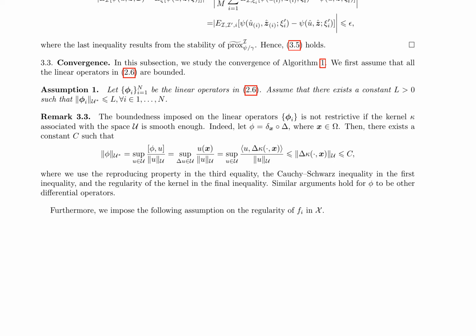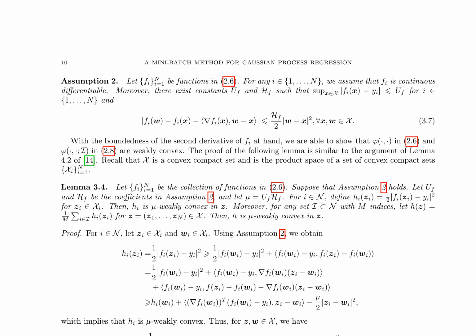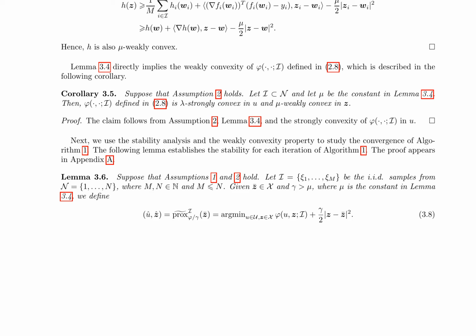We also have a lemma showing that if G_prox,ξ,ψ,γ is E-stable, the approximation using a mini-batch is bounded by E in expectation. This stability is crucial for the convergence analysis of algorithm 1. The algorithm's convergence is studied under the assumption that all linear operators in 2.6 are bounded and the functions phi in 2.6 are continuously differentiable. The weak convexity of phi_I, defined in 2.8, is established, which directly implies the convergence of algorithm 1. The stability analysis and weak convexity property are key components in this convergence study.